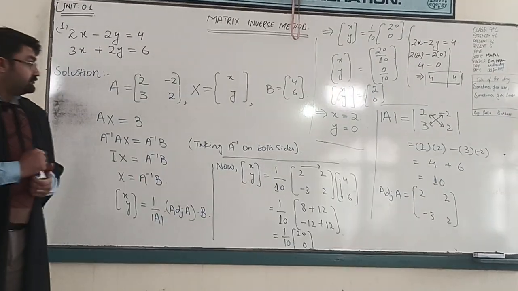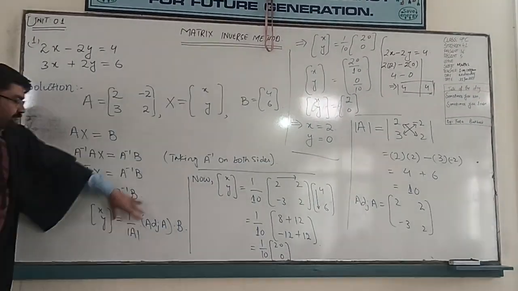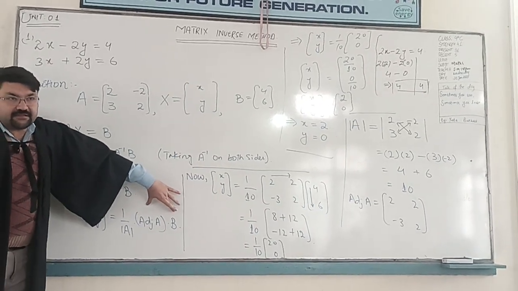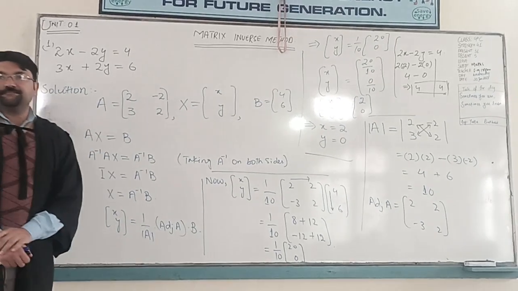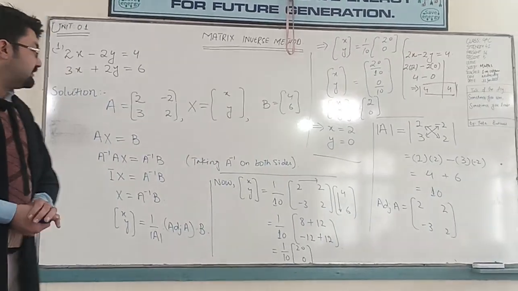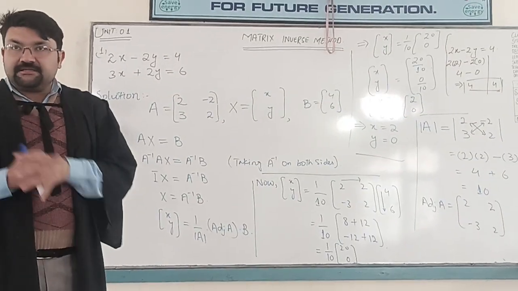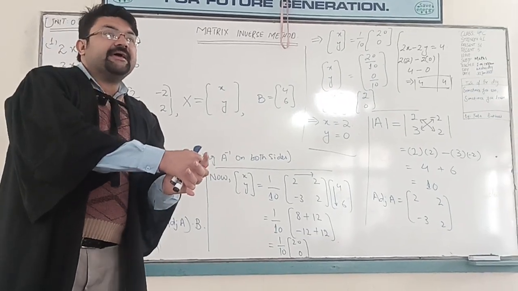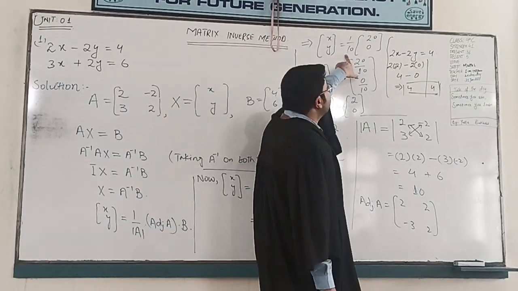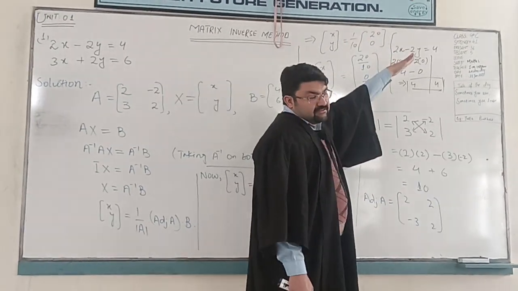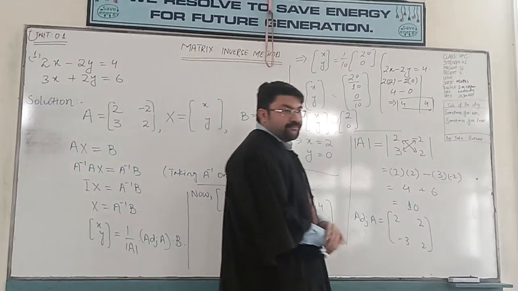Another thing: how do we take the product of the adjoint of A and B? By multiplying this matrix with the other one. After that we take the scalar multiplication. 1 divided by 10 multiplies with the entries of the matrix. This is scalar multiplication, due to which we find its value.